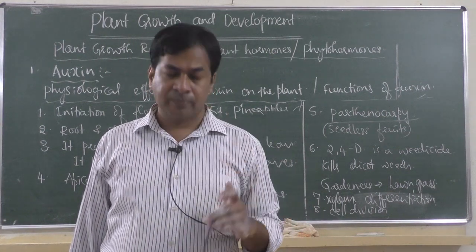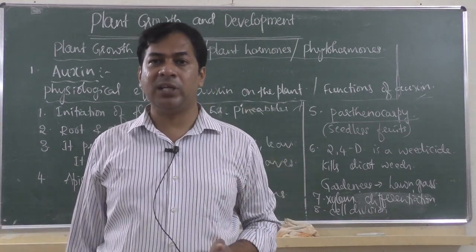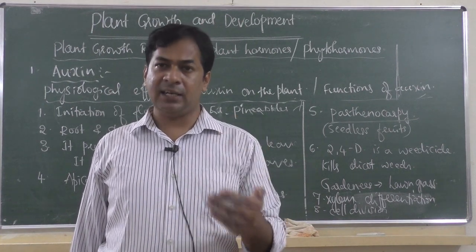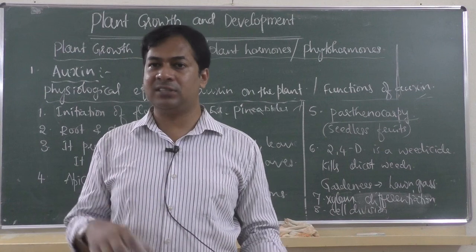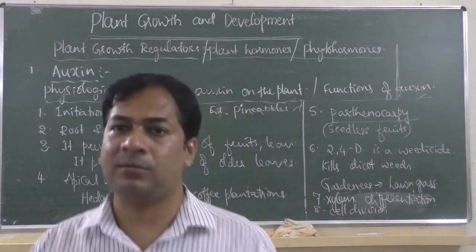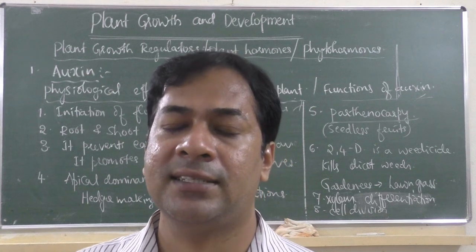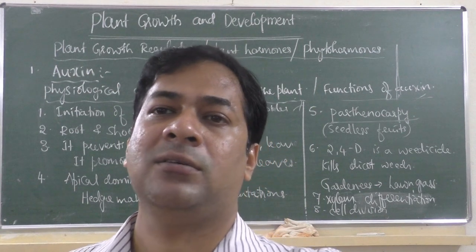Okay, how auxin helps the plant to grow. In the next class we are going to learn about gibberellic acid, cytokinins, then ethylene and abscisic acid. Then this chapter finishes, the syllabus also finishes. First year syllabus also finishes. Okay, so keep watching my classes. In the next class we will learn about gibberellic acid. Okay, thank you.